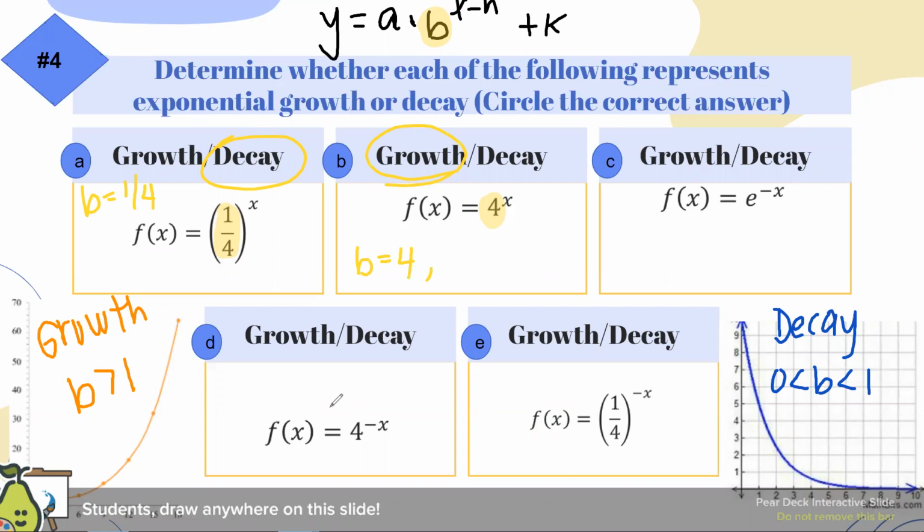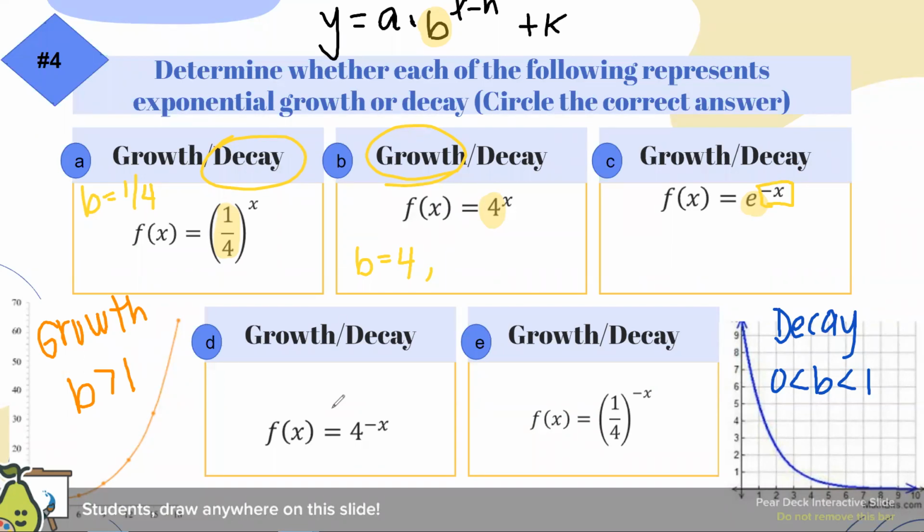C is where it gets a little tricky, because you might look at it and think, okay, the base is e. What the heck is e? You could even type it in your calculator just to see. e is about 2.718, so you could say the base is e, 2.718. But we have to be really careful, because we have a negative exponent.